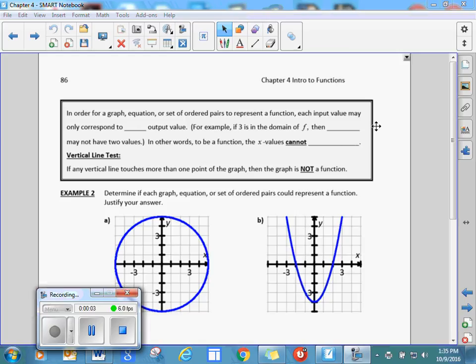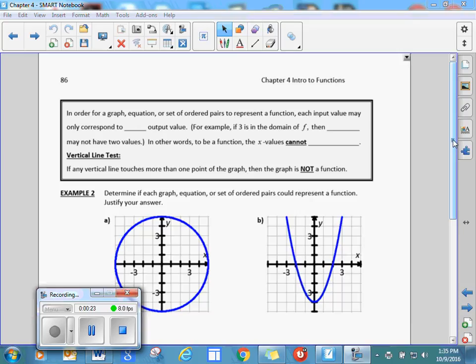In this video, we're on the top of page 86, and we are going to talk about some graphs and some sets of ordered pairs that are not functions. Everything that we've done to date, every graph that we've done to date, has been a function, but there are some graphs that are not.